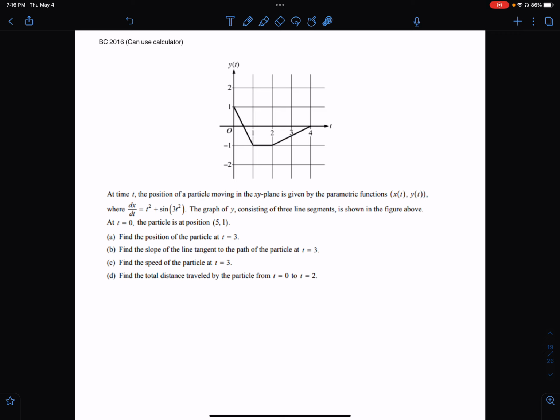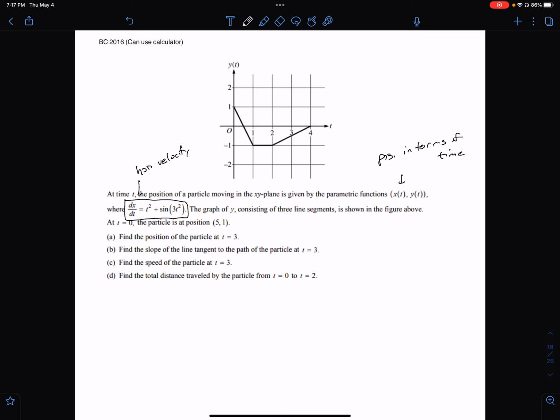So we're given at time t, the position of the particle is moving along the xy plane. And we're given the following parametric equations, x of t, y of t. So remember, we're defining our position in terms of time. That is a parametric. And they give us dx dt. So remember what dx dt is. This is the horizontal velocity. In other words, how fast the particle is moving horizontally.